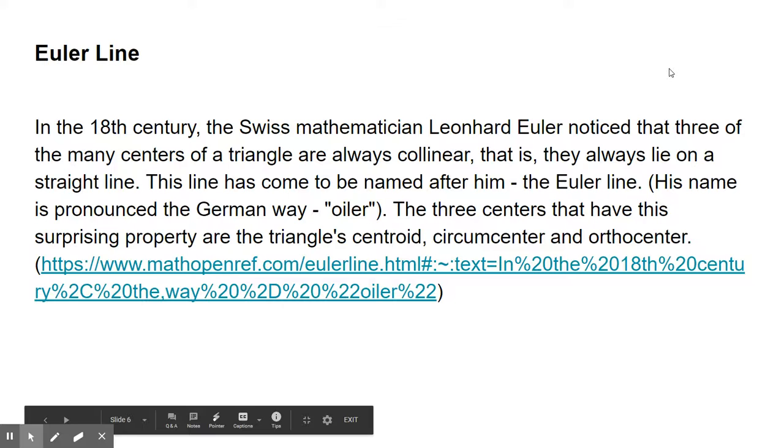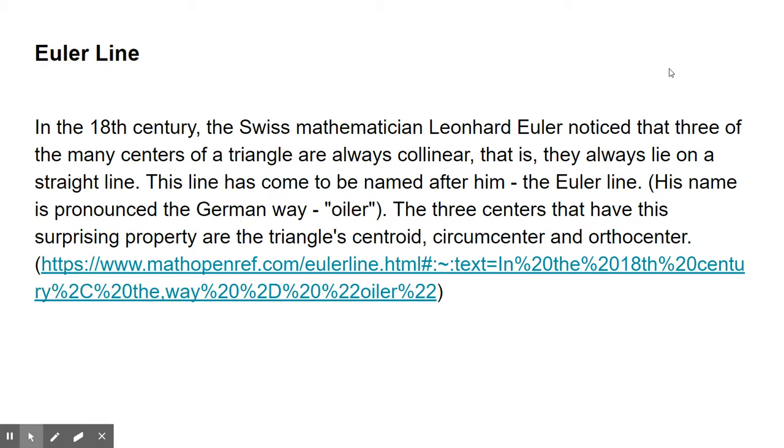All right, so now we're going to talk about this thing called the Euler line. It says in the 18th century, the Swiss mathematician Leonhard Euler noticed that three of the many centers of a triangle are always collinear. That is, they always lie on a straight line. The line has been named after him, the Euler line.